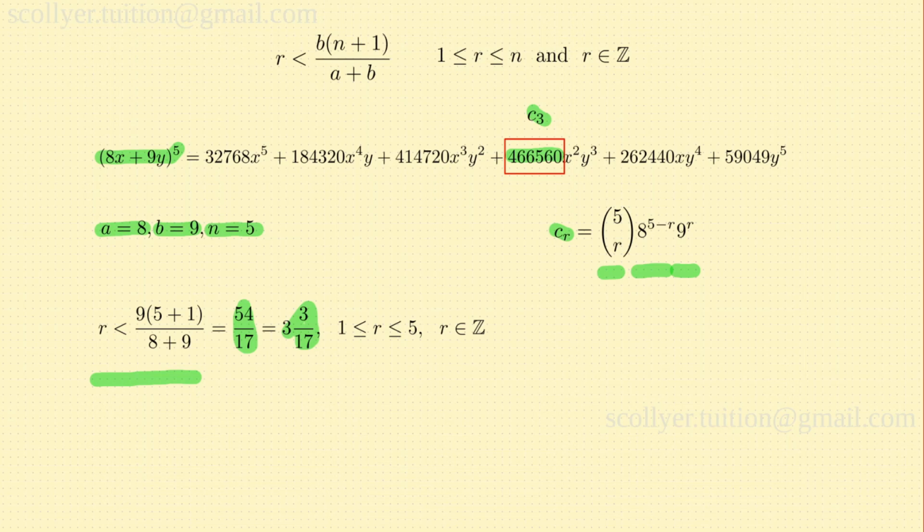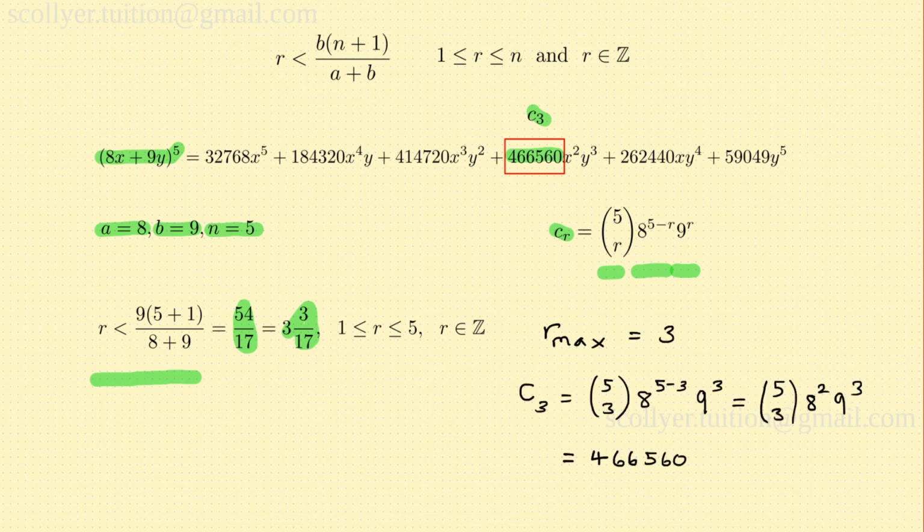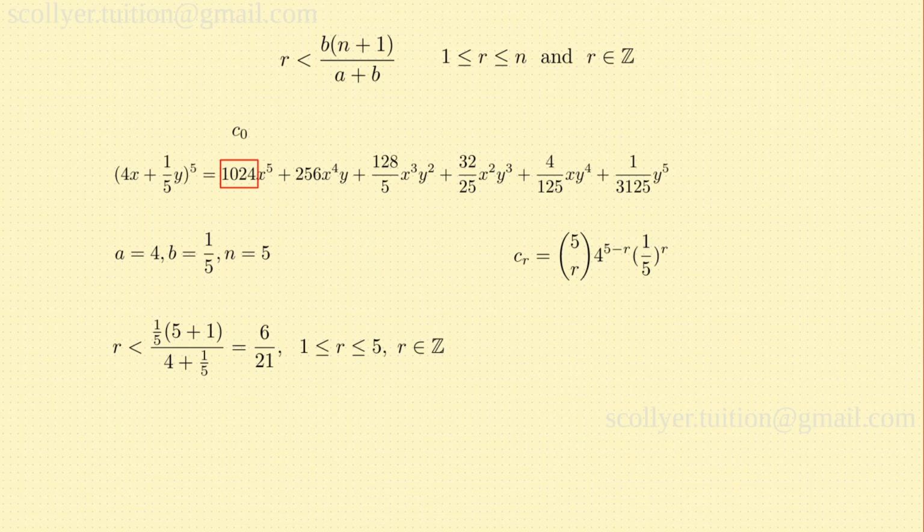And of course, r must be between 1 and 5 inclusive, and r must be an integer. And taking the largest value of r satisfying those conditions, we have r max equals 3. And so the largest coefficient will be c sub 3, which is 5 choose 3 times 8 to the 5 minus 3 times 9 to the 3, which is 5 choose 3 times 8 squared times 9 cubed, which is 466,560. The previous three examples have been entirely straightforward, but we'll now look at the expansion of 4x plus 1/5 y to the 5, which will require a little more thought.